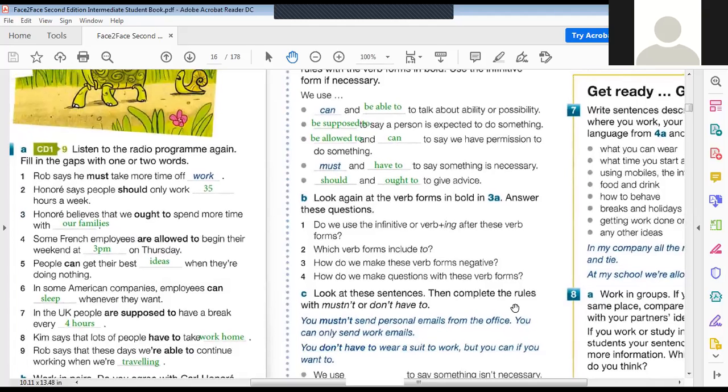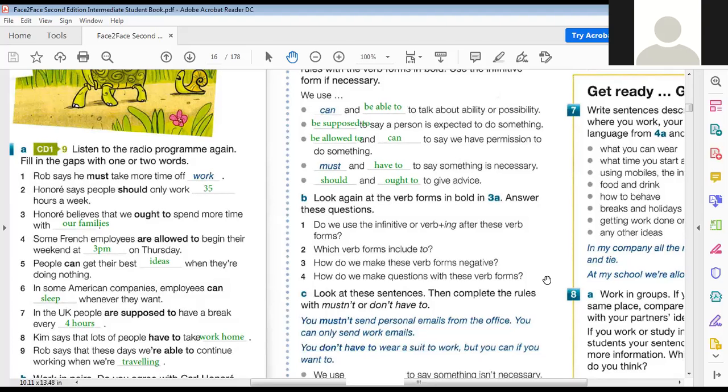Yeah, this is a negative. I don't have to. So it says we use one of these, mustn't or don't have to, to say something isn't necessary. Which one do you think is for something that isn't necessary? Number 2, don't have to wear a suit to work. Who agrees with Najat? Who thinks that's right? I think yes. Not necessarily.